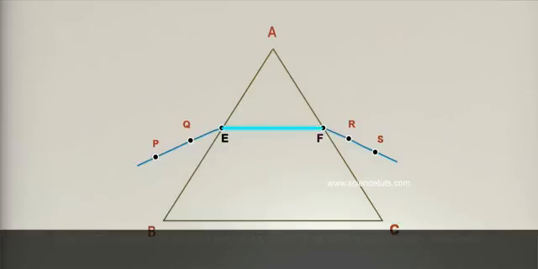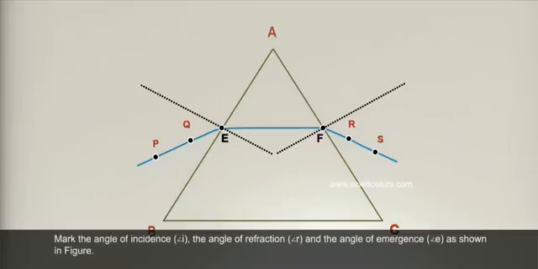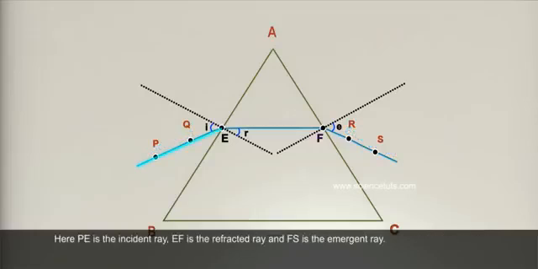Join E and F. Draw perpendiculars to the refracting surfaces AB and AC of the prism at points E and F respectively. Mark the angle of incidence, angle I, the angle of refraction, angle R, and the angle of emergence, angle E, as shown in figure. Here, PE is the incident ray, EF is the refracted ray, and FS is the emergent ray.